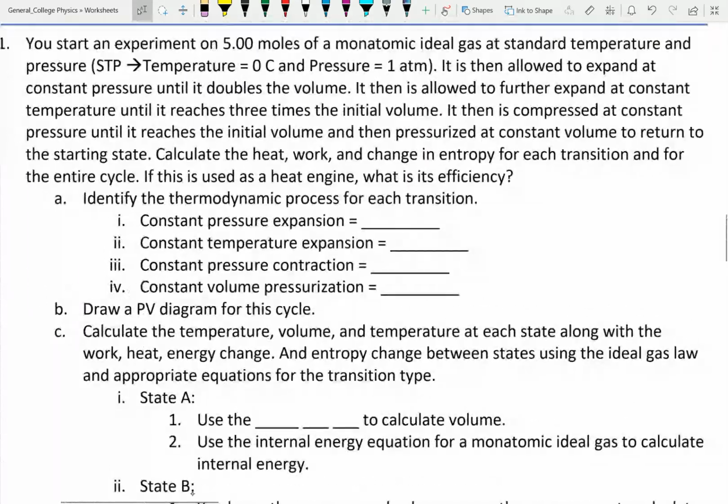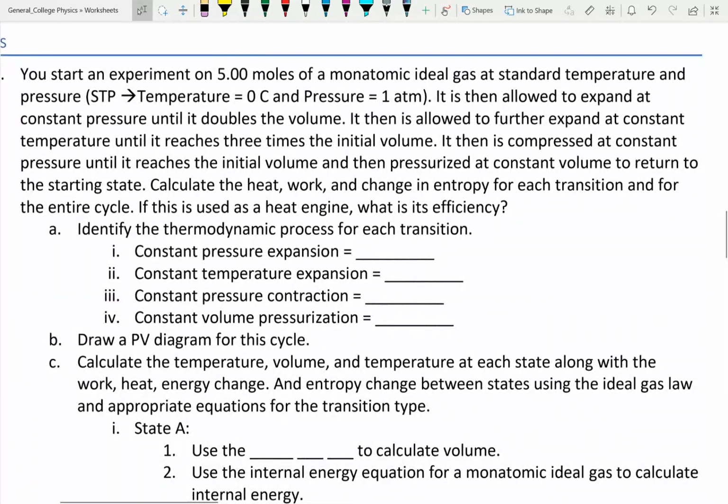So reading the whole problem, you start an experiment on 5.0 moles of a monatomic ideal gas at standard temperature and pressure. I guess it was a different problem that was helium. This is just monatomic ideal gas. And it's at standard temperature and pressure. Standard temperature is 0 degrees Celsius. Standard pressure is 1 atmosphere. It is then allowed to expand at constant pressure until it doubles the volume. It then is allowed to further expand at constant temperature.